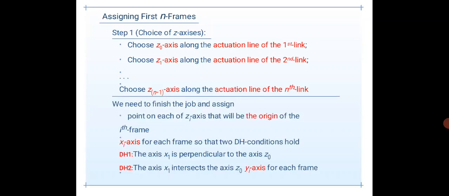Once these are done, we assign a point on each of the zi axes. That will be the origin of the ith frame. Then choose the xi axis for each frame so that the two DH conditions hold. DH1, as we discussed already, the axis x1 is perpendicular to the axis z0. DH2, the axis x1 intersects the axis z0. Then the Y axis for each frame.